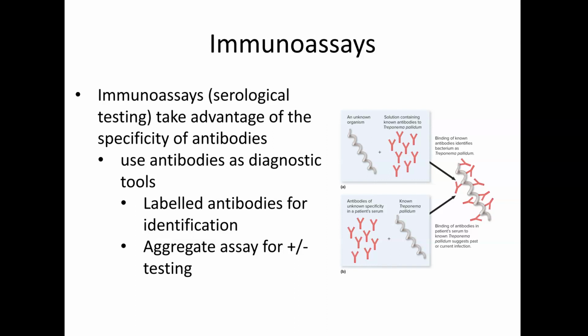We're now looking at antibodies as a scientific tool. Remember, the defining characteristic of an antibody is that it's highly, highly specific. So if we have an antibody and we know what that antibody is specific for, we can use that antibody to detect what it is that we're looking for. These are called immunoassays. Another word for this is serology or serological testing. So we can use these antibodies as diagnostic tools.